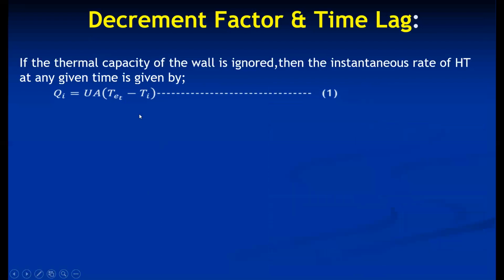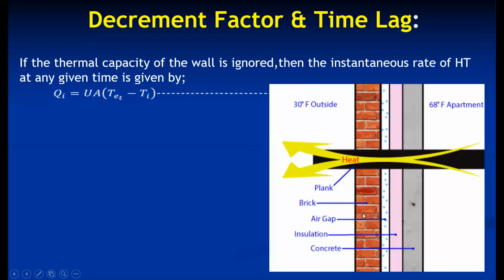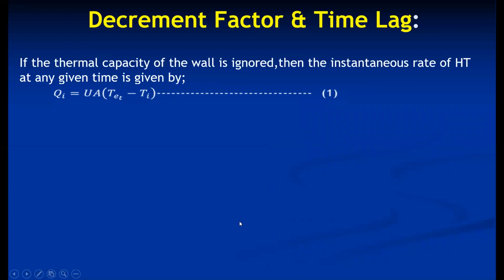And the instantaneous heat transfer, the T indicates the time at which the heat is transferred. So suppose the time is 11 a.m., then this is the heat transfer rate at 11 a.m. to the inside of the room or the conditioned space. But this is possible only if the thermal capacity of the wall, or the wall resistance, is negligible.